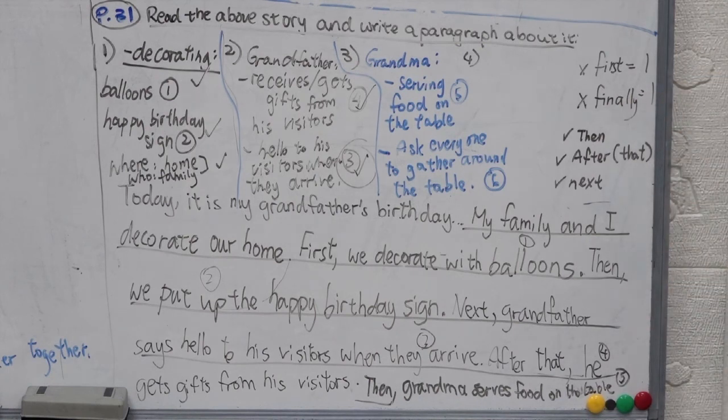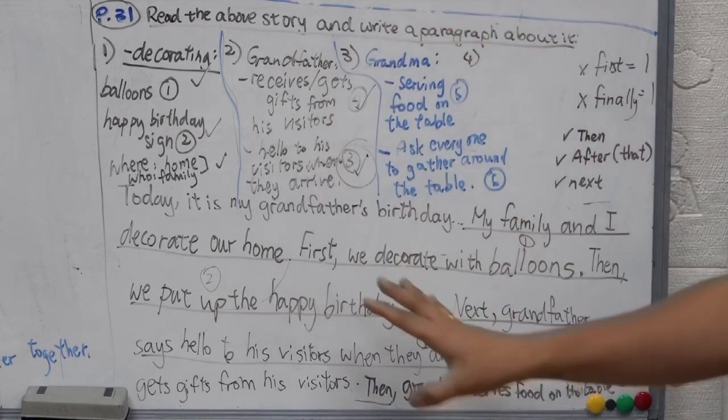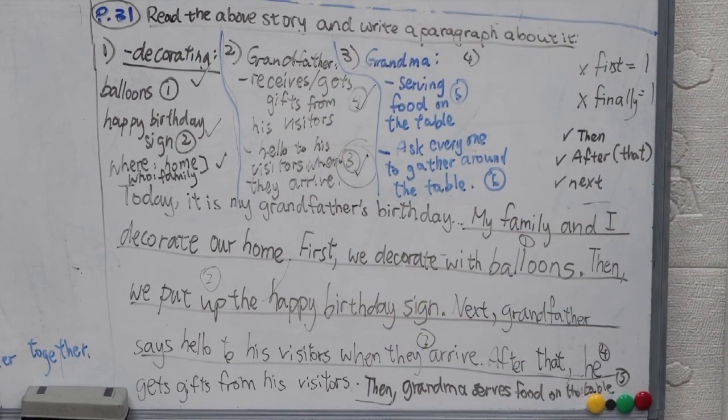Okay, everybody, very good. So I hope you can finish your homework, which is page 31 of our workbook, and it is the guided writing exercise about my grandfather's birthday. So try to make it exciting and happy, okay? All right, everyone, good job today.